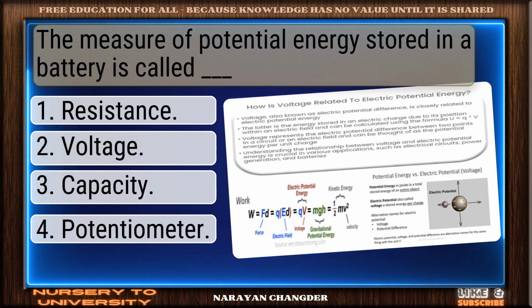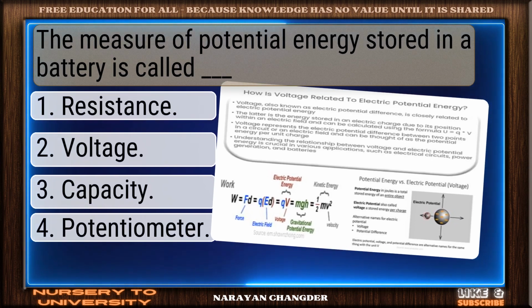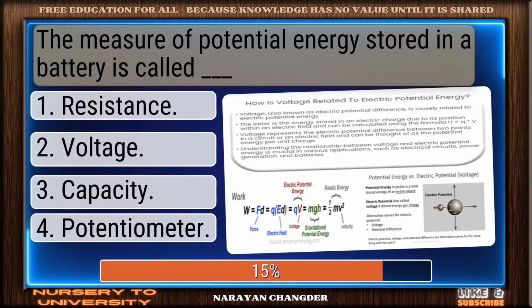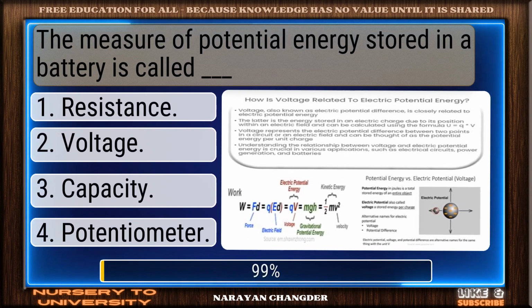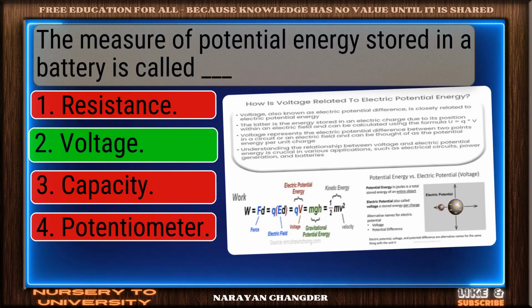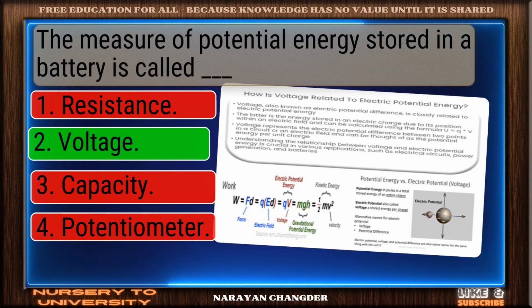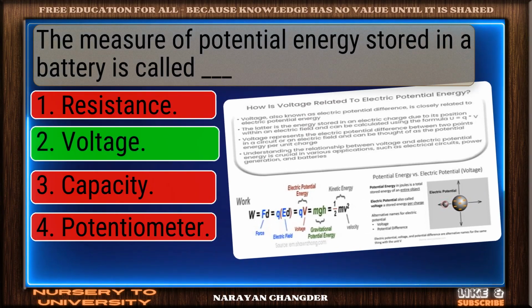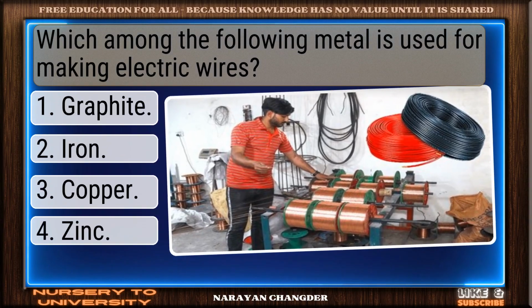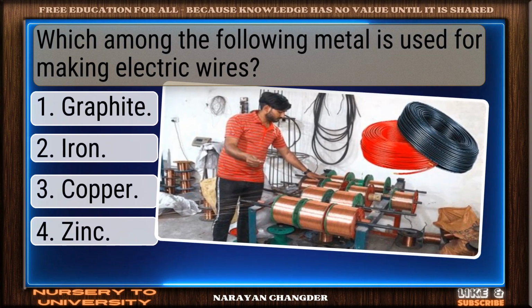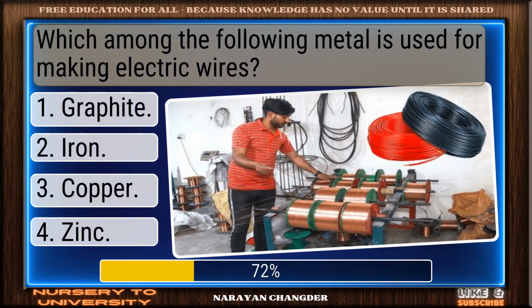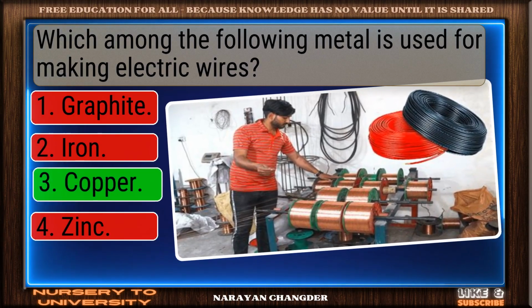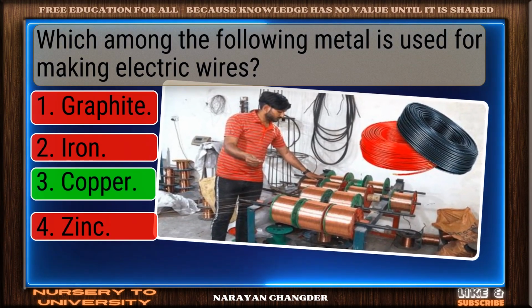The measure of potential energy stored in a battery is called dash. Clear logic. Your choice, voltage, is sound and 100% true. Which among the following metals is used for making electric wires? Good thinking. Copper is the right answer.